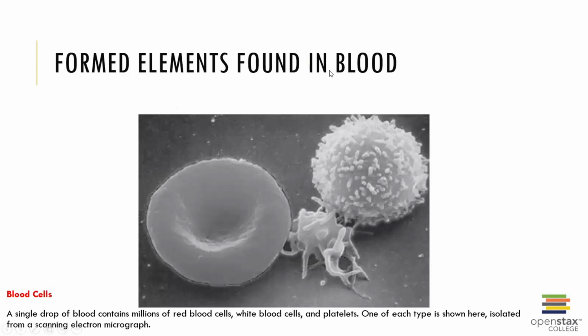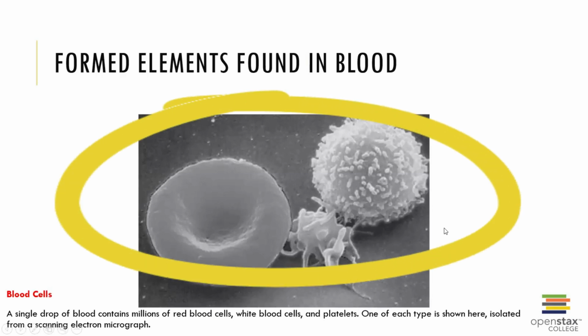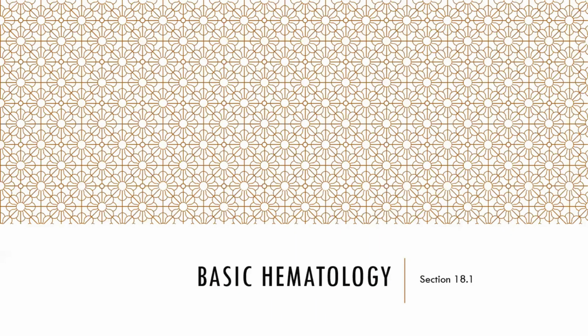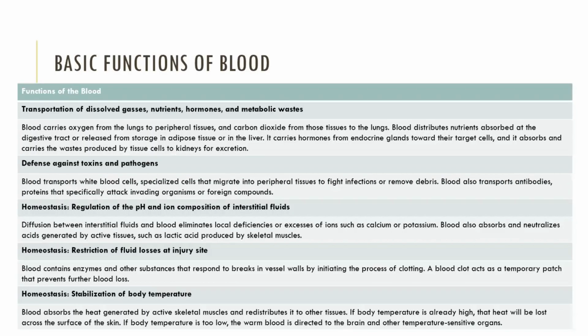If we look at the formed elements that are found in the blood here, we can see that blood contains different types of cells. We have the red blood cells, the white blood cells, and the platelets. So we're going to look at these in a little more detail in the coming slides. But first, let's talk about the basic functions of blood.